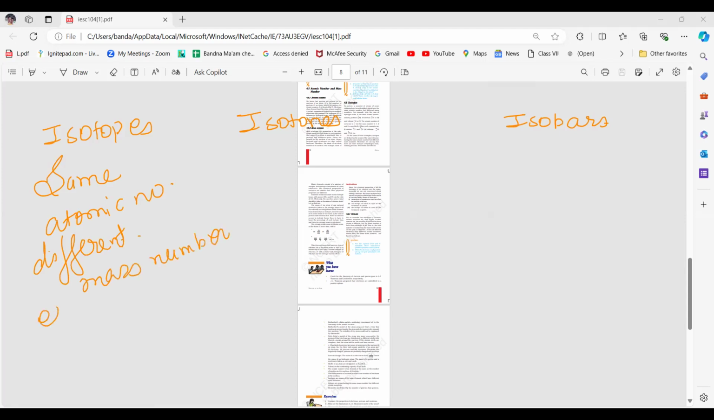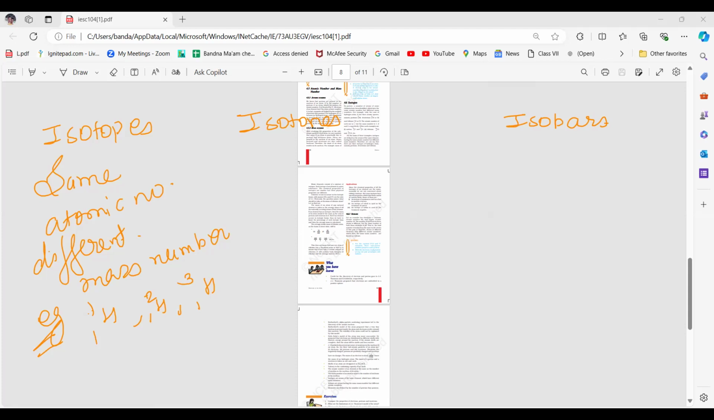Example, hydrogen 1,1, hydrogen 1,2, hydrogen 1,3. So 1, 2, 3 are the different mass numbers. Clear? It's just like a term package.